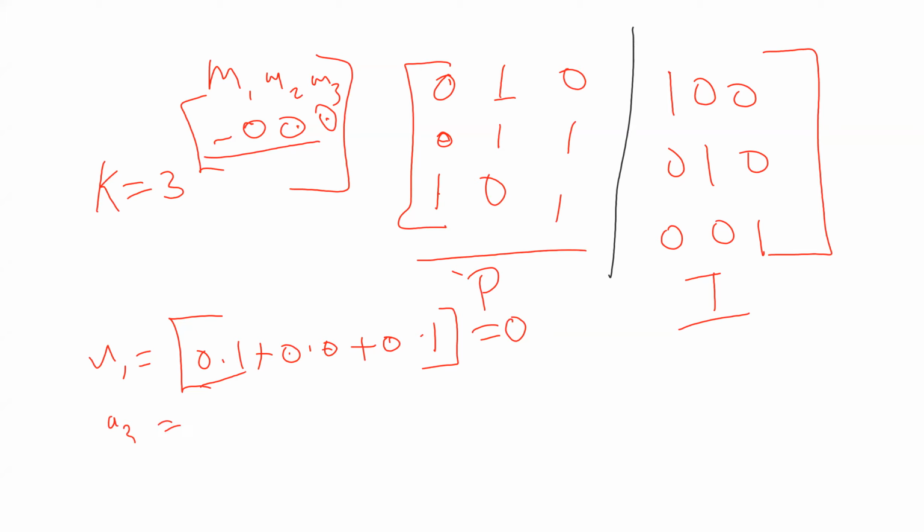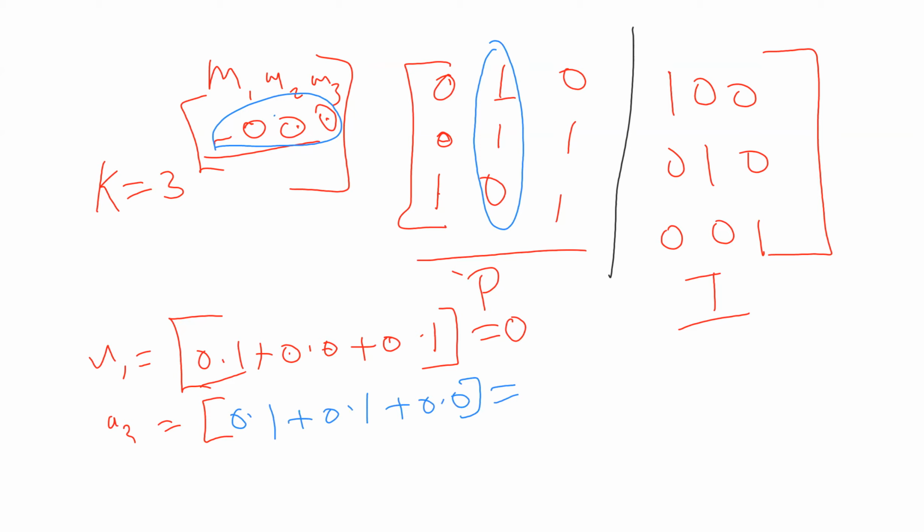U2 is going to be what? This times this. So this times this is U1, this times this is U2, this times this is U3. So this is zero. U2 is 0 times 1 plus 0 times 1 plus 0 times 0, which is equal to, quickly, it is also equal to 0.